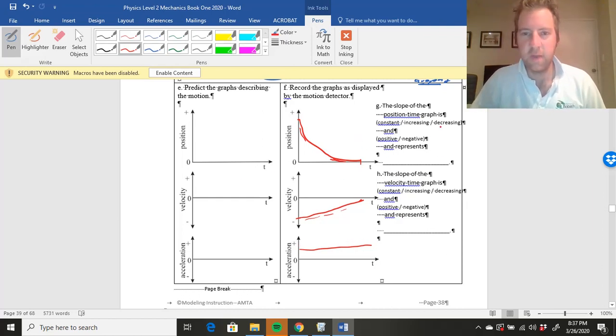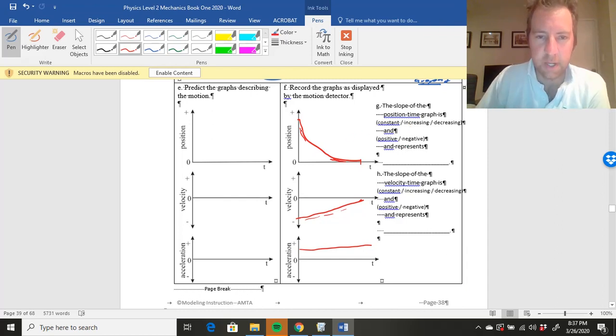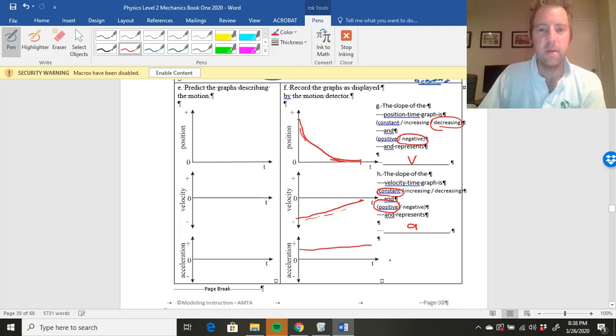So once more, pause the video and answer the questions on the side and come back and we'll check them. The slope of my position time graph starts off steep and ends up shallow, so it's getting less. It's a decreasing slope. But the whole time the slope is negative. And always the slope represents velocity on the position time graph. On my velocity time graph, the slope's the same the whole time. It's a constant slope. And even though my velocity is negative, my slope is a positive slope, which is good because that's what my acceleration is. And this slope represents acceleration. Great, thanks.